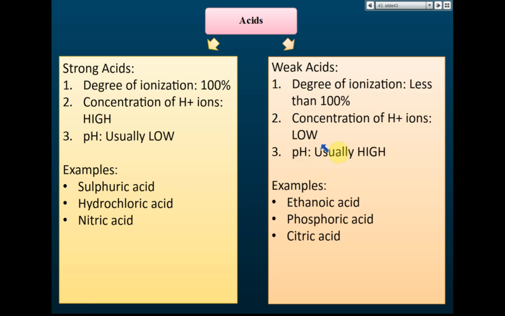But for this acid, maybe the pH is 3, 4, 5, 6. Okay, then this is considered high. Examples of weak acid: ethanoic acid, phosphoric acid, citric acid, okay, and there are a lot more, okay, a lot more. So that is the difference between strong acids and weak acids.